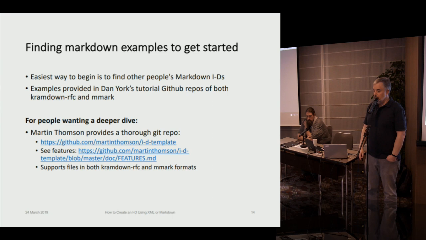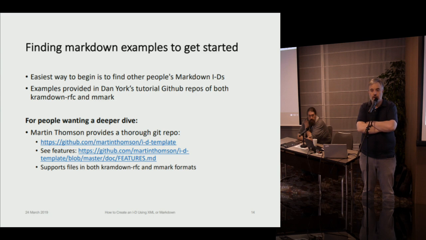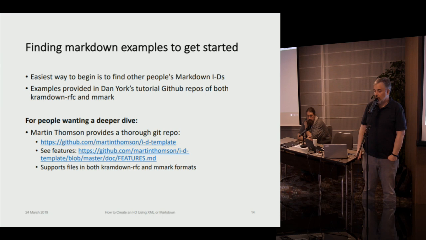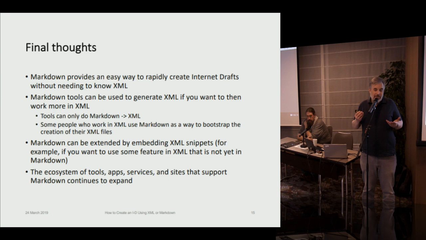There's a lot of references out there, and a lot of examples you can go and find. I have a tutorial repo that has some examples. Martin Thompson also has a lengthy Git repo with all sorts of tools for getting started, and a variety of different kinds of drafts and features, and he works with both the kramdown and the mmark formats.